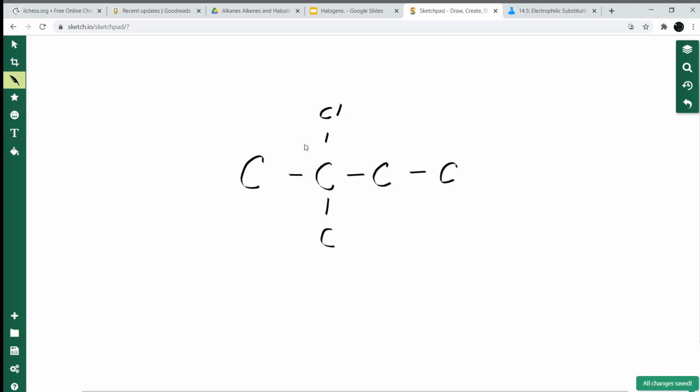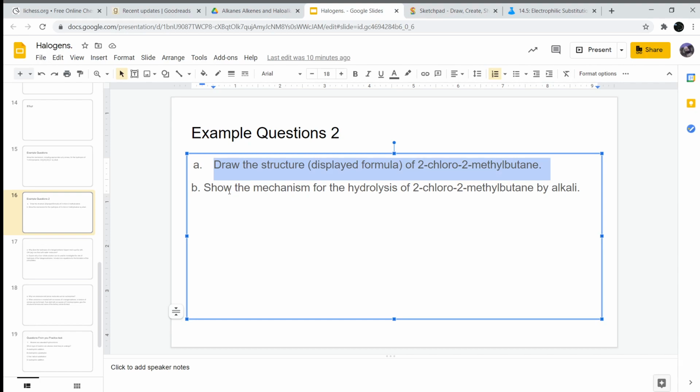The first thing we should notice, once we have drawn this, is: hey, wait a minute. This right here is a tertiary carbon. It has 1, 2, 3 carbons around it. With tertiary carbons, we can't use the SN2 reaction. Therefore, we're going to have to use an SN1 reaction. So the next one says to show the mechanism for the hydrolysis of 2-chloro-2-methylbutane by an alkali.